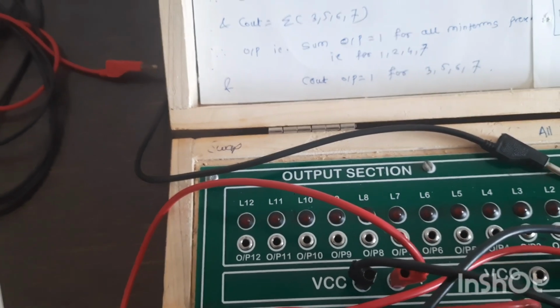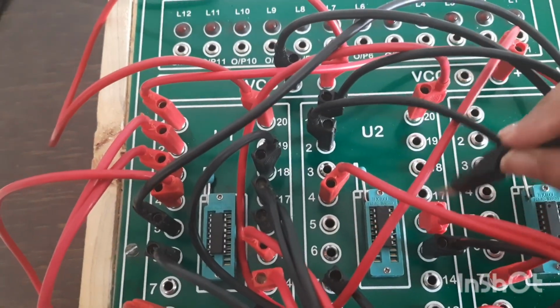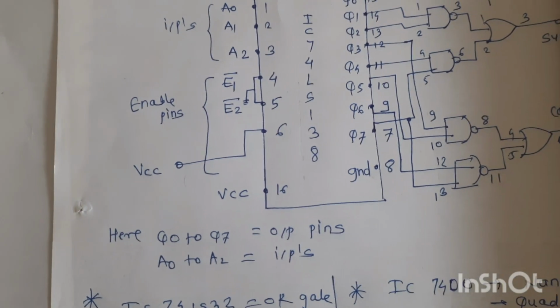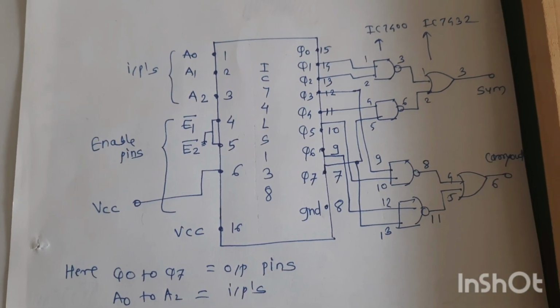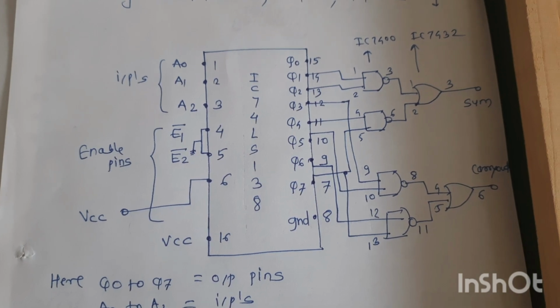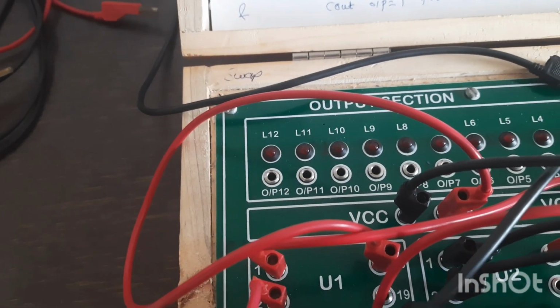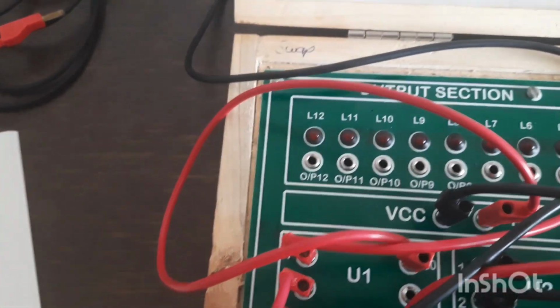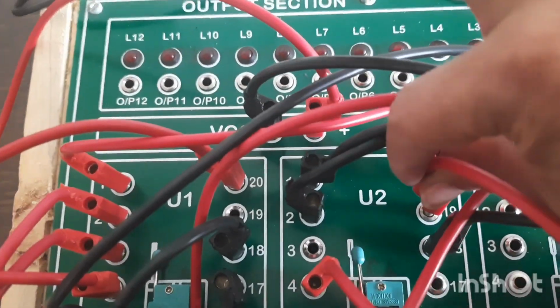Pin number 12 is 7, 8, 9, 10, 11, 12. So this is my 12. Now pin number 7 of the first IC is connected to pin number 13 of the second IC, that is the NAND gate IC. So this is pin number 13.